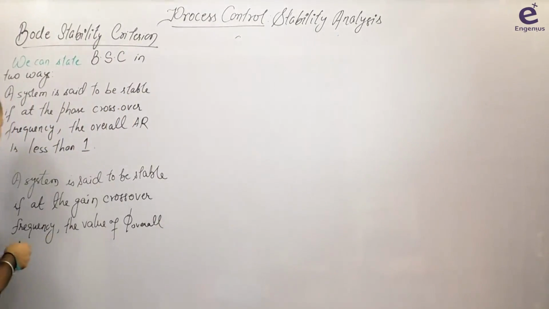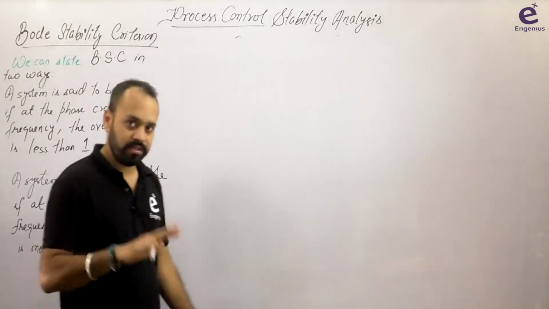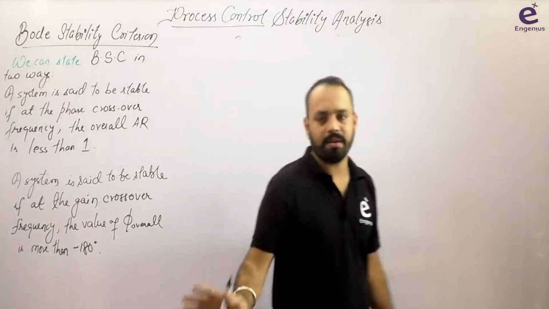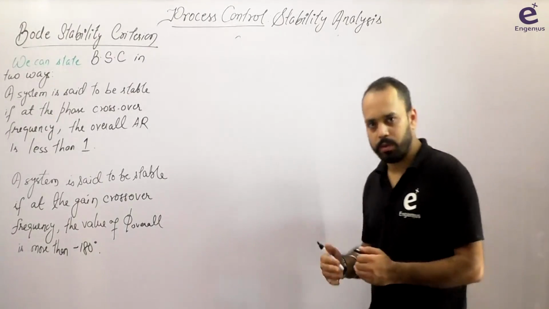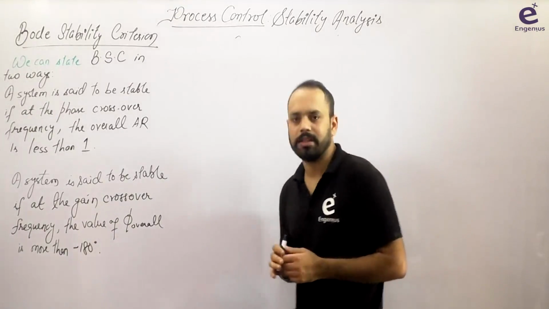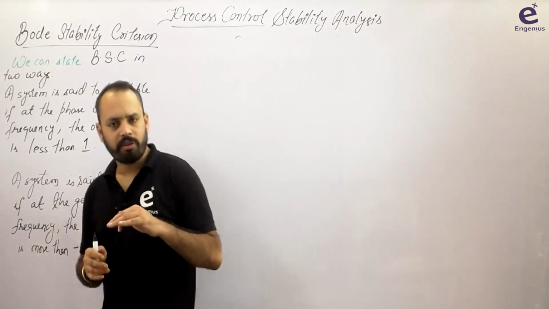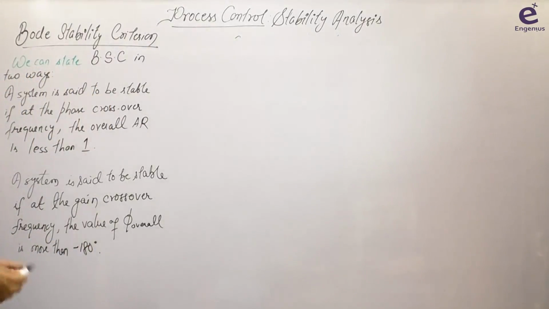Phi overall is more than, please remember, more than minus 180. Minus 170, minus 160 is more than minus 180. So in that sense, I'm writing. So don't just compare the magnitude, compare it with sign. Okay, so these are the two ways for checking the stability of a system. From both the ways, I am going to tell you what the steps to check are.